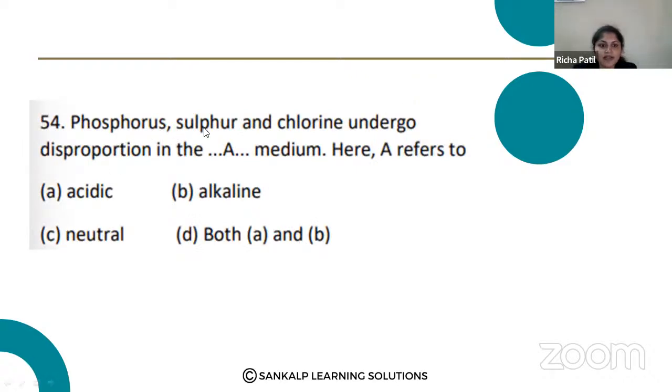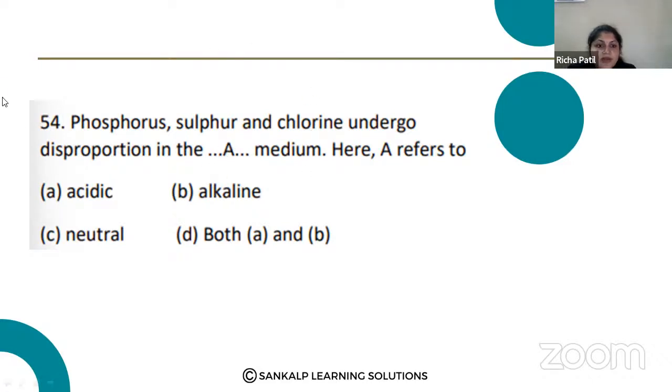Sulfur, phosphorus, and chlorine undergo disproportionation. Okay. Disproportionation reaction means what? A disproportionation reaction is one in which a single reactant undergoes both oxidation and reduction.